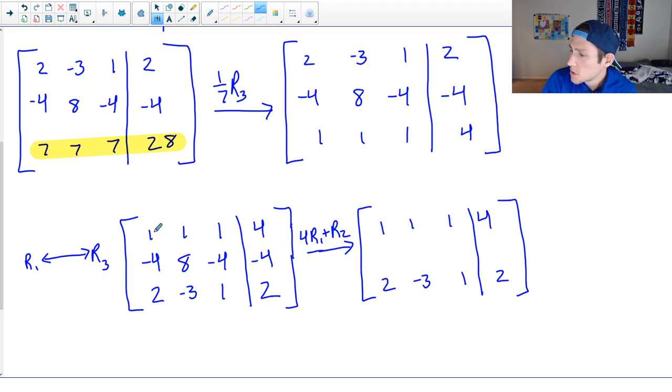Okay, so we go through: 4 times 1 is 4. 4 plus -4 is 0. 4 times 1 is 4. 4 plus 8 is 12. 4 times 1 is 4. 4 plus -4, 0. And, 4, wait, I lost my spot. Oh, 4 times 4 is 16. 16 plus negative 4, 12. Okay.